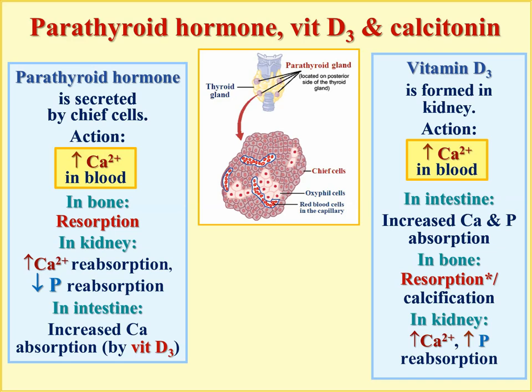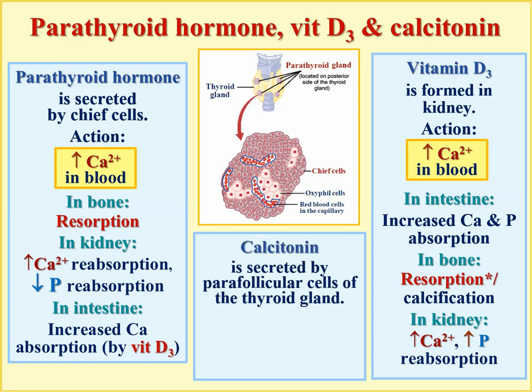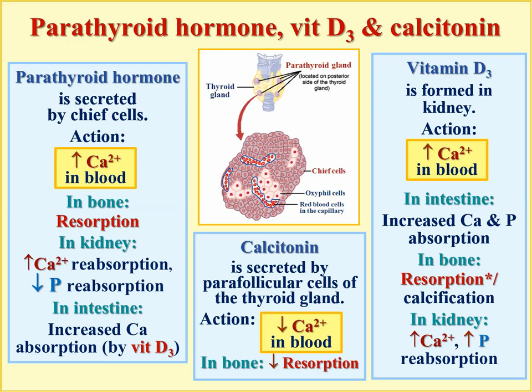And the opposite hormone, calcitonin, is secreted by the thyroid gland, but not by follicular cells which produce T3 and T4, but by perifollicular cells. And its action is opposite, to decrease calcium blood level. And mostly it's achieved through bone, and it inhibits resorption so that calcium deposition occurs and calcium is decreased.